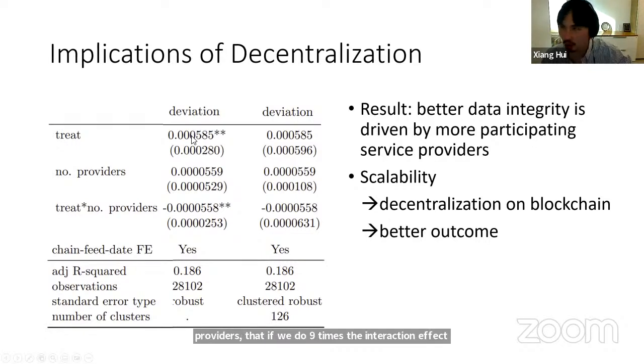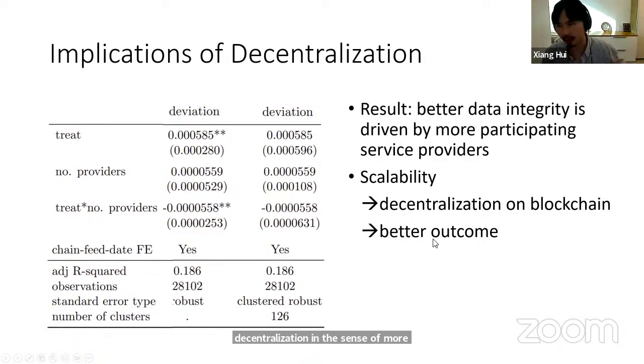plus the standalone treatment effect, then it's basically 0, right? So it's saying that just switching from the old system to the new system doesn't change data accuracy at all. It doesn't change the accuracy of your data output at all. It is only when you have more and more providers that brings down the deviation. Okay? So it's really saying, in a nutshell, that when we have scalability in the system, we have decentralization in the sense of more participation in these rounds, and that leads to a better outcome.